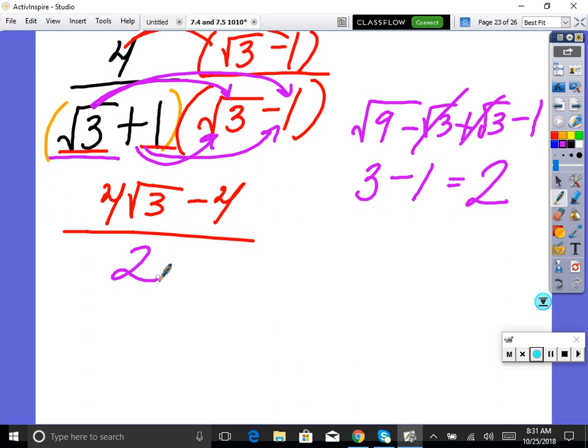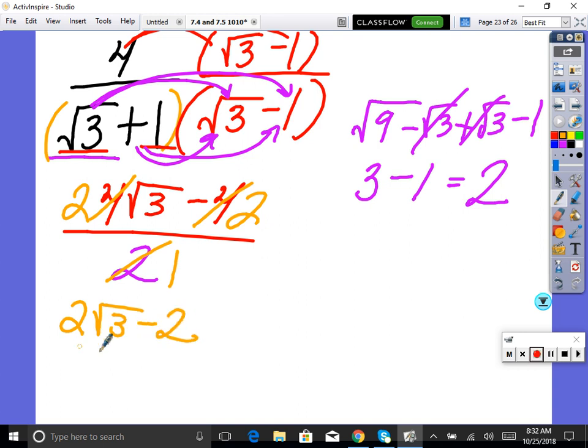So now what you would do is say, okay, remember, we know we can't divide across subtraction signs, but as long as we divide all three things by something in common, we can divide out something. So what do they all divide by? 2. This divides by 2 and becomes a 1. This divides by 2 and becomes a 2. This divides by 2 and becomes a 2. So our final answer would have been 2 root 3 minus 2. Divided by 1 is not necessary to write.